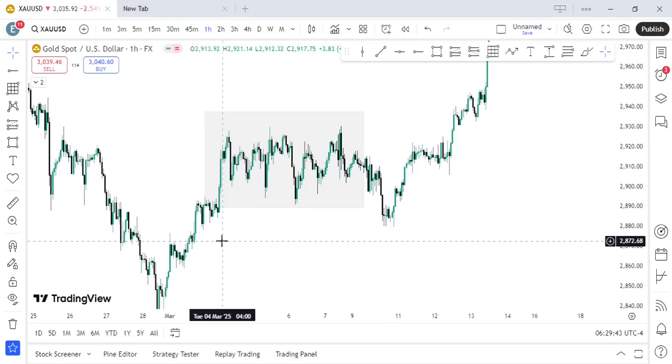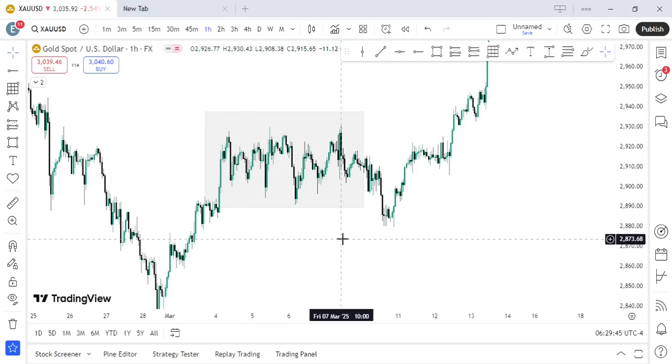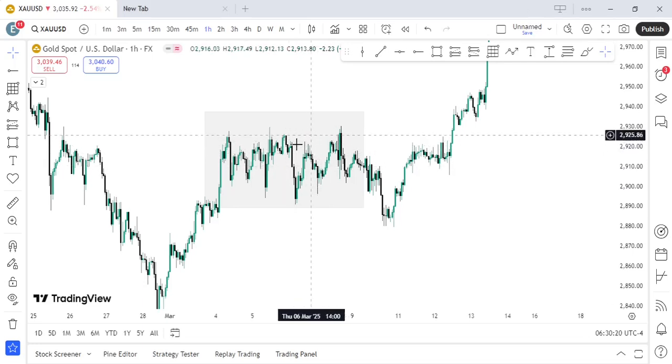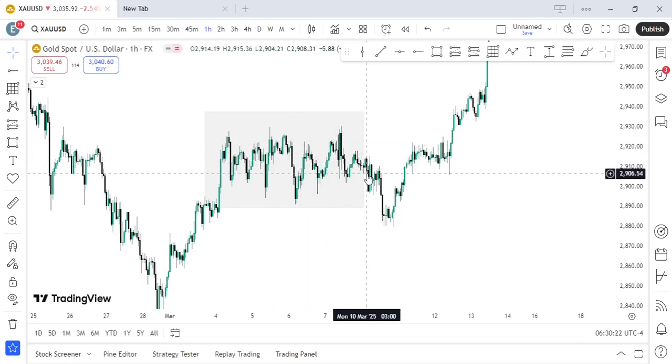I think it started from like Tuesday up until Friday. So this happened during the whole week. It was just accumulation, price just remained in the same position for a whole week. And after a whole week of accumulation, as you can see right here, this is Monday. As you can see, price goes all the way down.